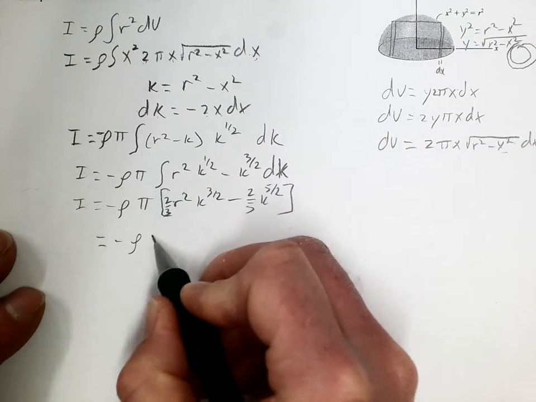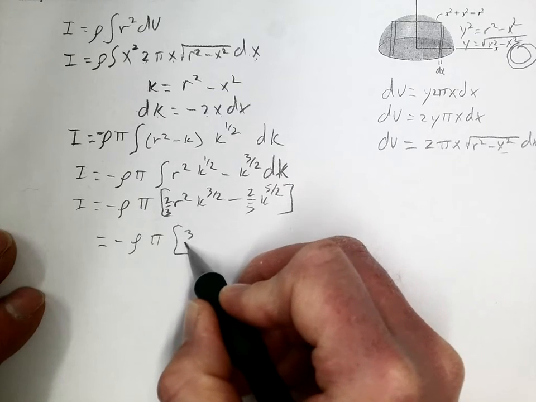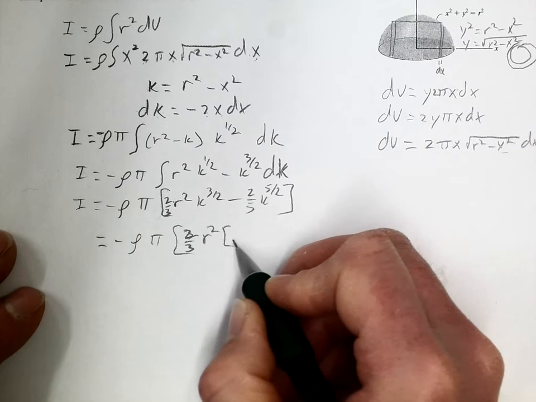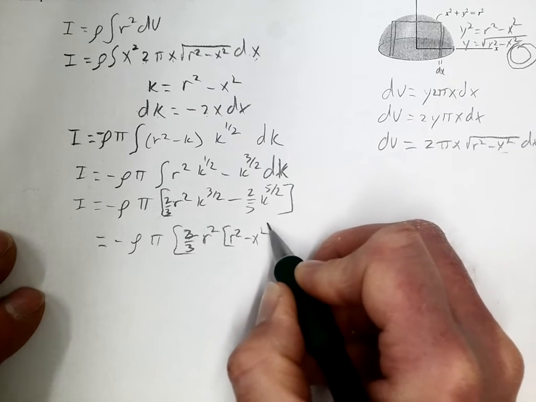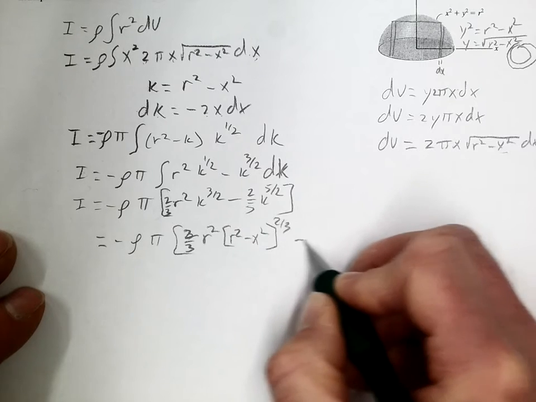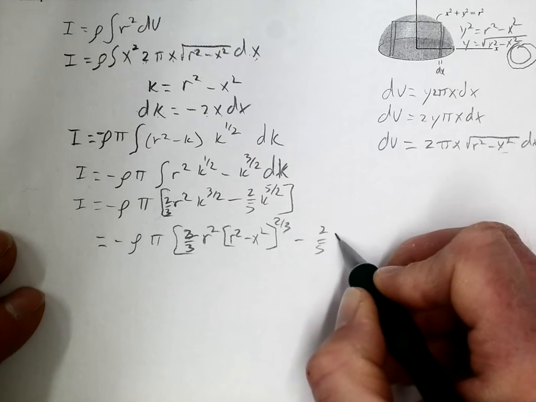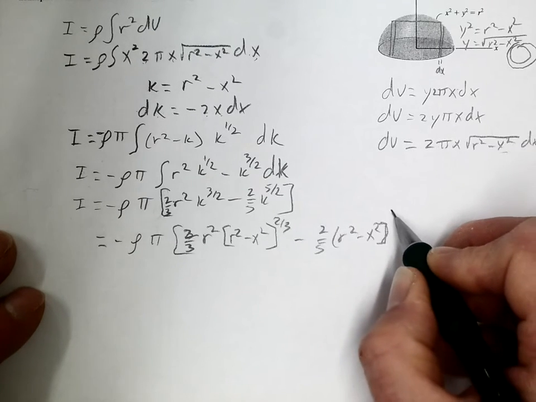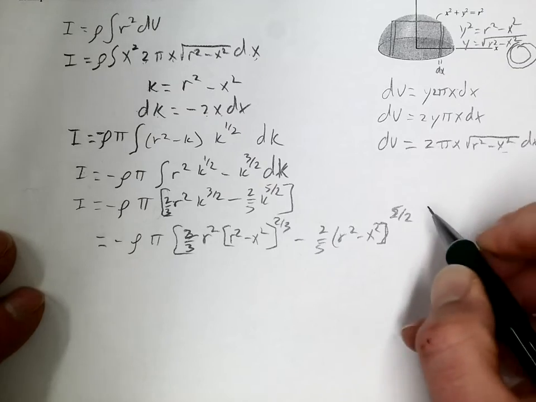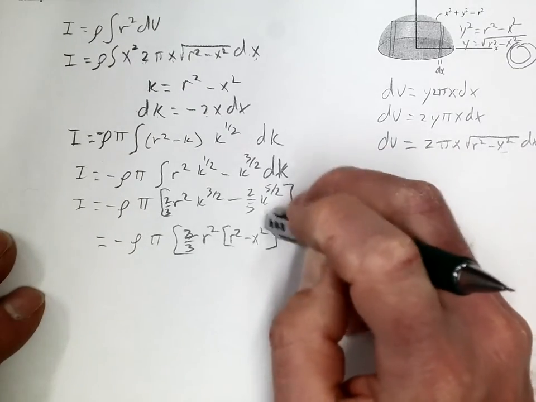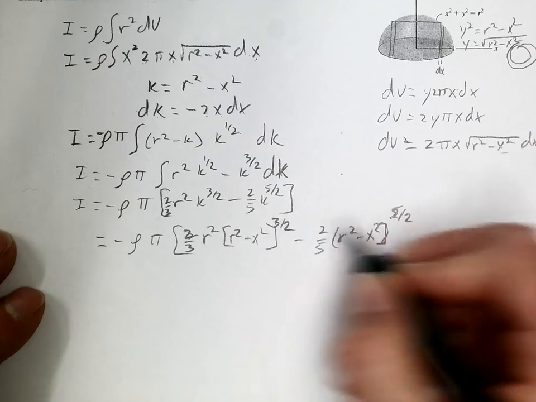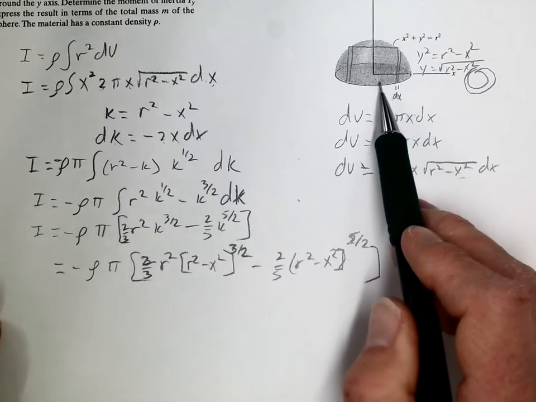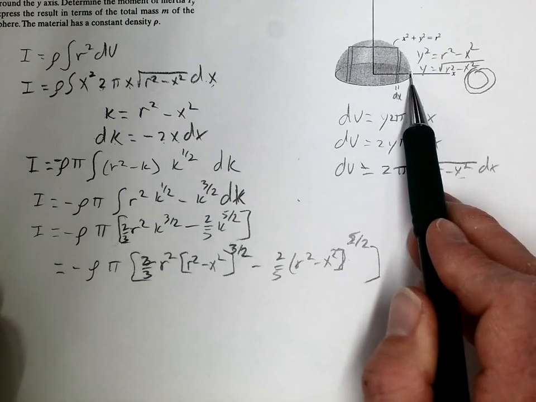So negative rho pi, 2/3 r squared times r squared minus x squared to the 3/2, minus 2/5 times r squared minus x squared to the 5/2. This should be 3/2 right here. Now we want to integrate this from x equals 0 to x equals r.